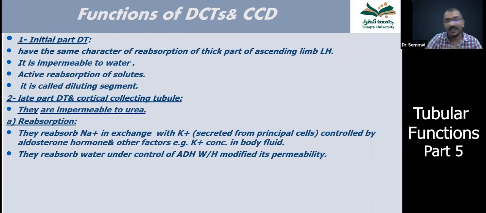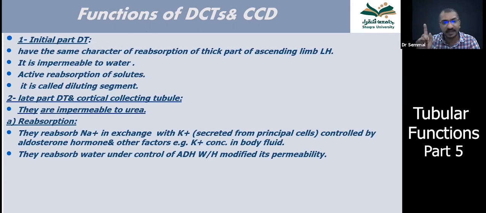The distal tubule has two parts, the initial part and the late part. The initial part has the same character of reabsorption as the thick part of the ascending limb of the loop of Henle. It is impermeable to water. We have seen that in the loop of Henle, water is moving almost everywhere, but here it is impermeable. So active reabsorption of solutes is happening. It is called the diluting segment. Already the hypertonic fluid before the turn has become isotonic. Now hypotonic. As it goes up and up, it is more and more hypotonic.